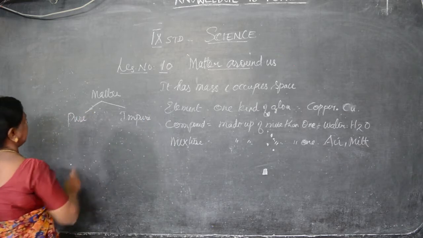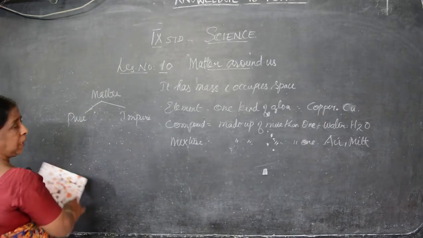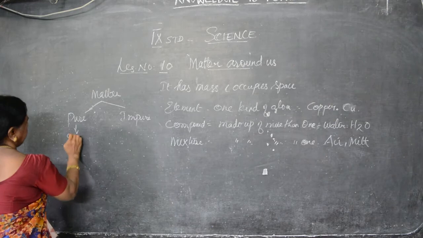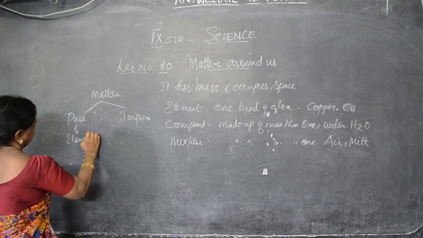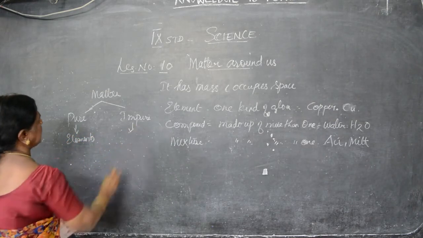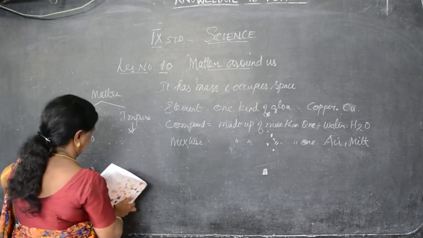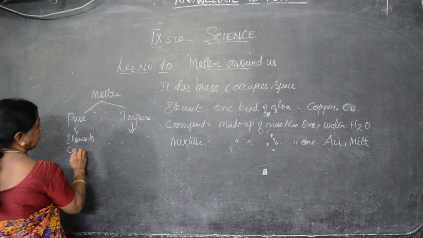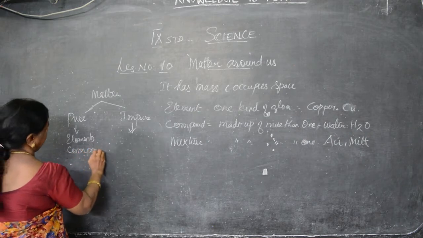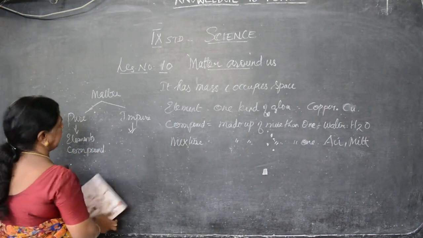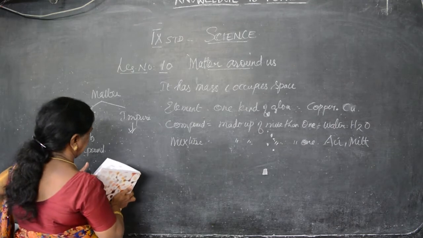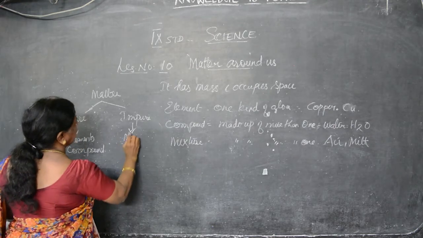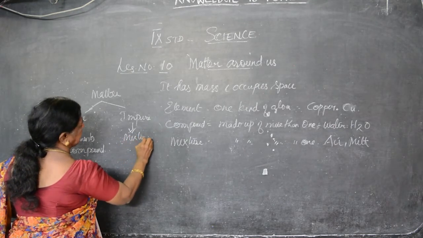Under the pure substance, we have to see elements and compounds. Just now I said so, they are pure. Under the impure substance, we can say mixture, that is homogeneous mixture and heterogeneous mixture.